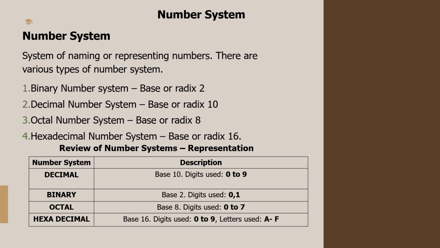Octal number system, its base is 8 and it uses the digits 0 to 7. Hexadecimal number system, its base is 16, that is, the digits used are 0 to 9 and the letters used are A to F.